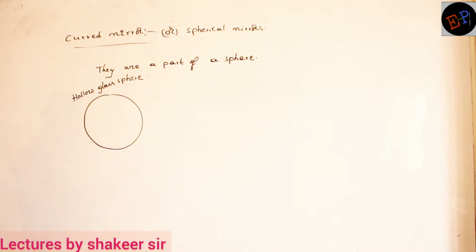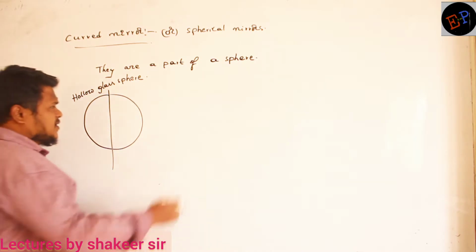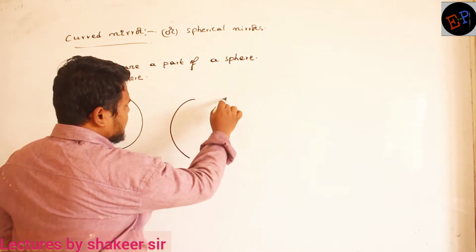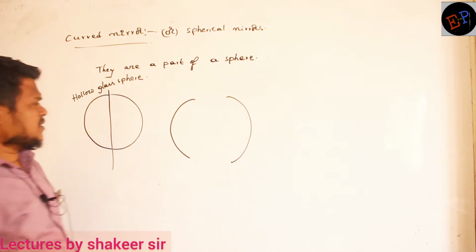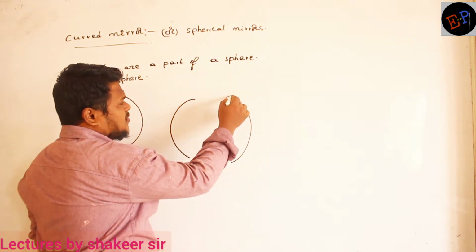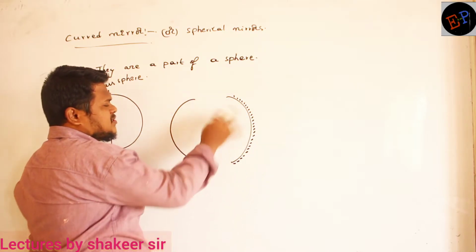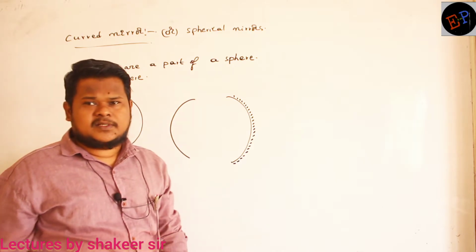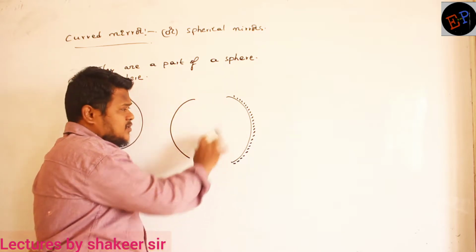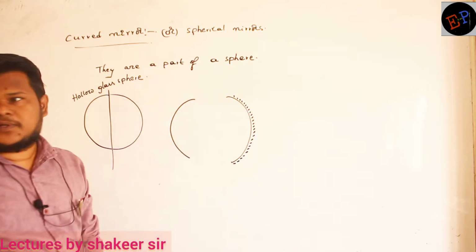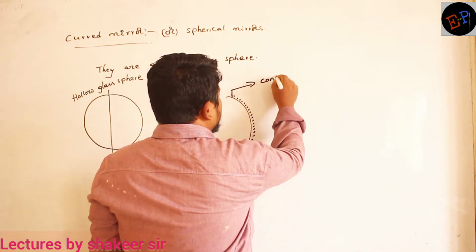Are you able to understand? Hollow glass sphere, I cut this into two parts. So this is one part and this is another part which is created now. Two parts are created. If I paint it on the outside surface, then which surface is behaving like a reflecting surface? Inside surface. Concave surface. This is looking like a cave, no? So the inside surface is behaving like a reflecting surface. That kind of mirror you can call a concave mirror.